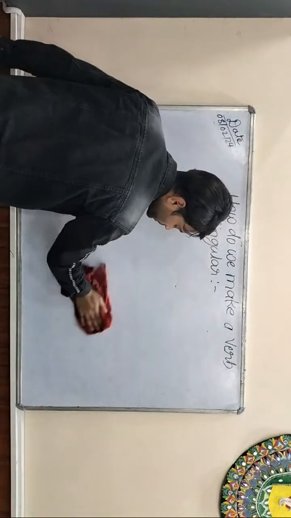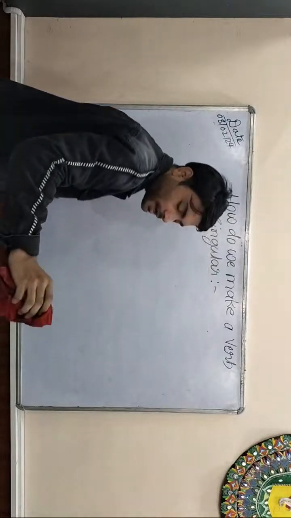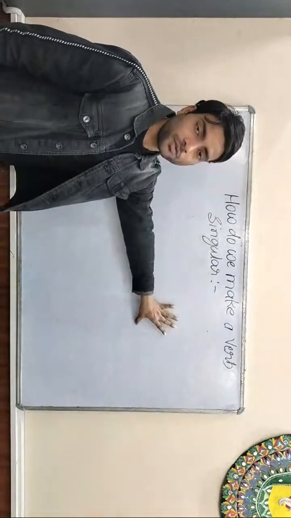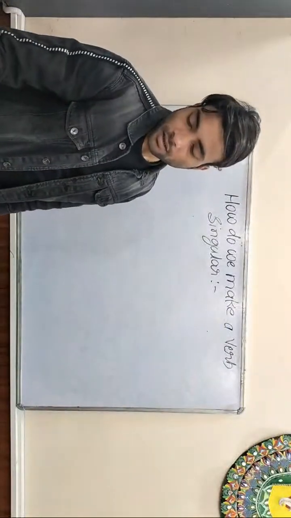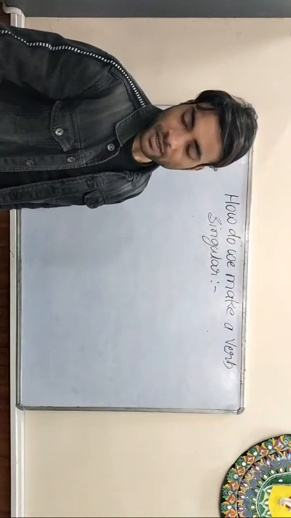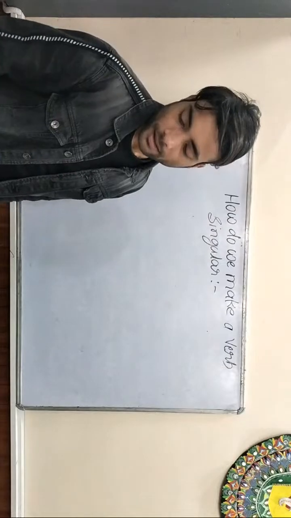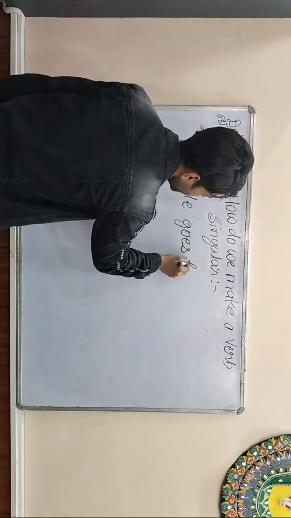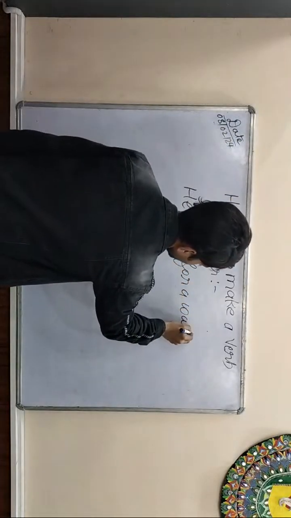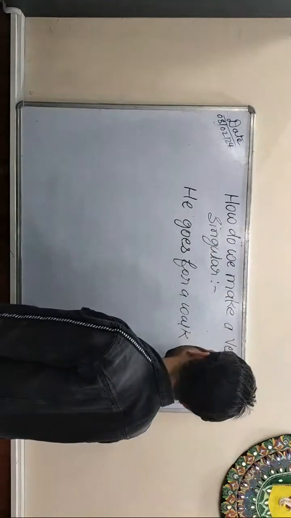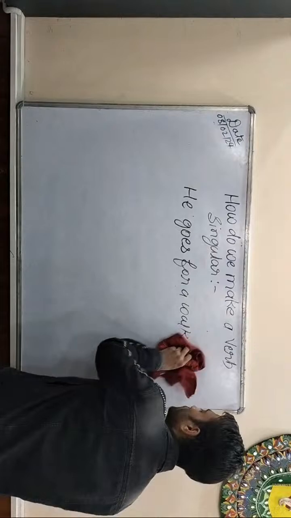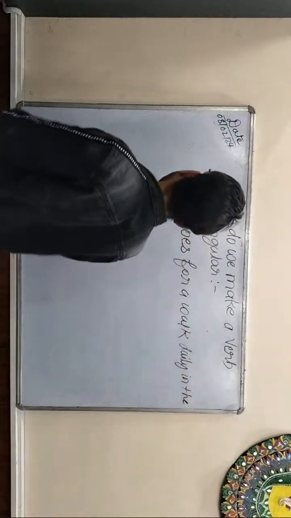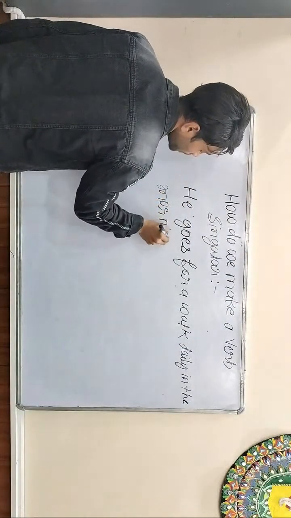I hope you got to understand this. The thing that happened in simple present tense. I told you that time that simple present tense is used to express repeated action. He goes for a walk daily in the morning.